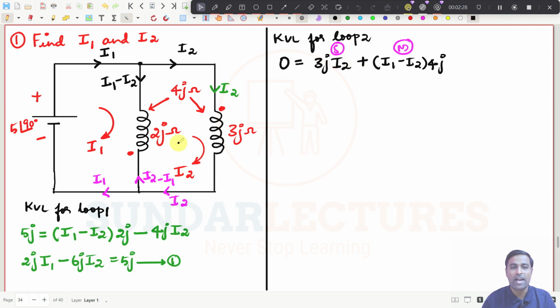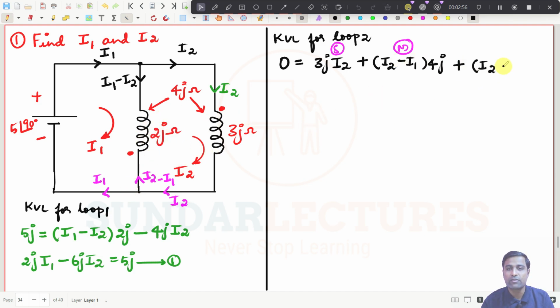The next one, I have to see for this coil now. I don't need to see anything else. Directly you put plus, because I am writing the self-induced EMF, and you will get I2. Sorry, this one I have written as I1 minus I2. It is not I1 minus I2, it is I2 minus I1, right? It is I2 minus I1, this current.